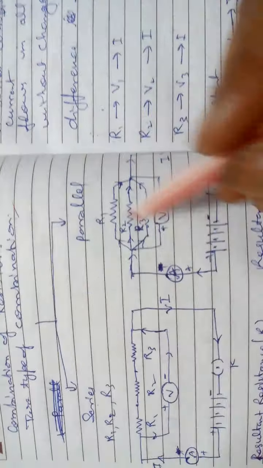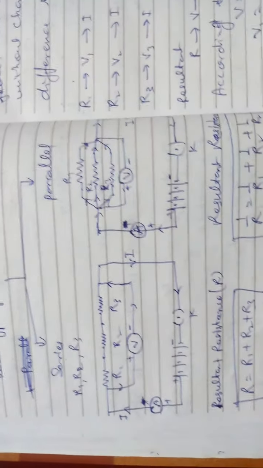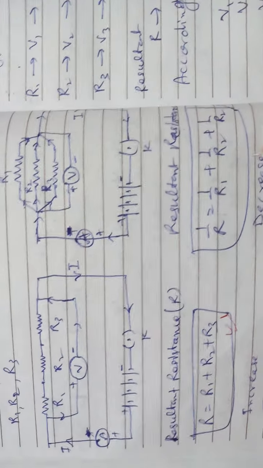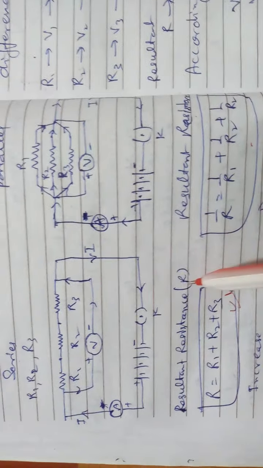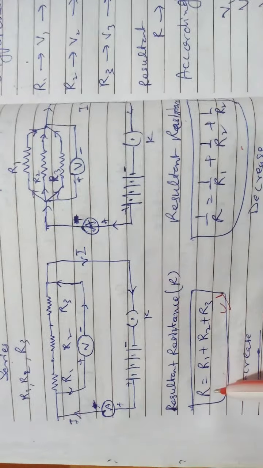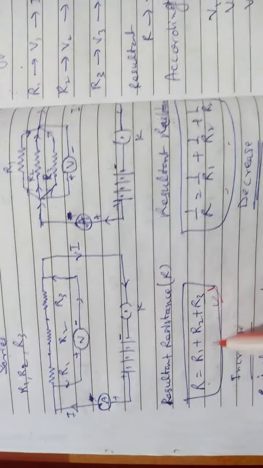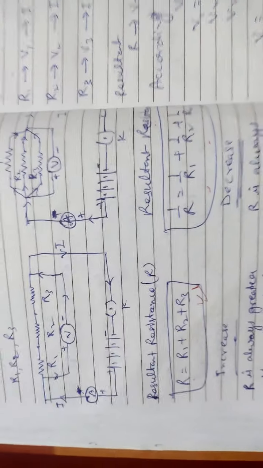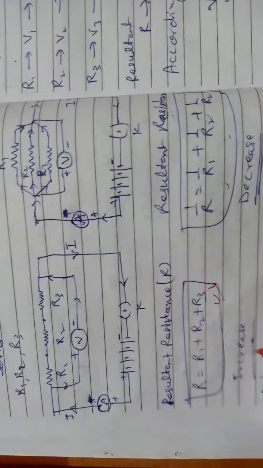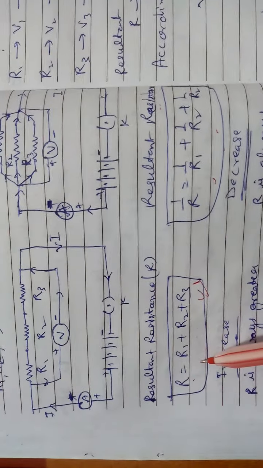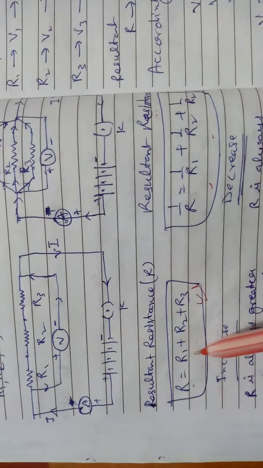Now for the resultant of the series combination, this formula is used, and for the parallel combination you use this formula. R indicates the resultant resistance. Here also R indicates the resultant. You can connect infinitely many like this, but I am taking only 3 here. So one increases the resistance, the other decreases the resistance. Here you will get the resultant resistance greater than each of them.